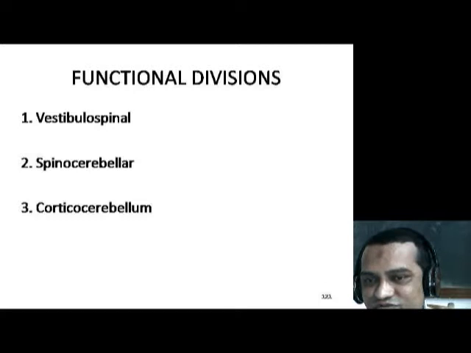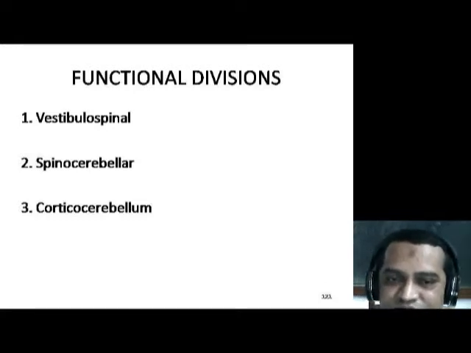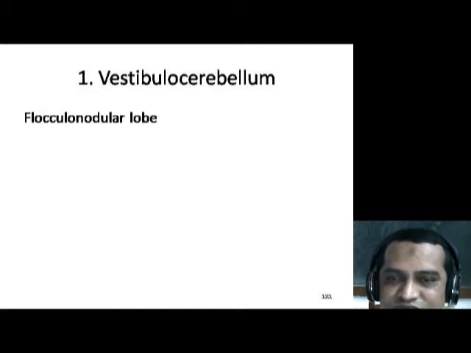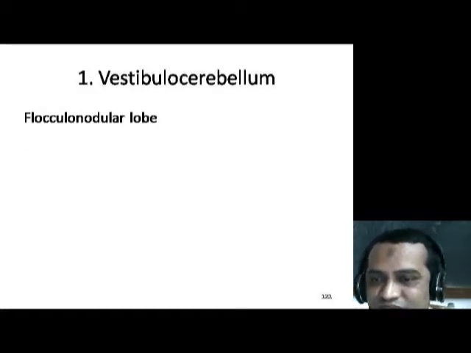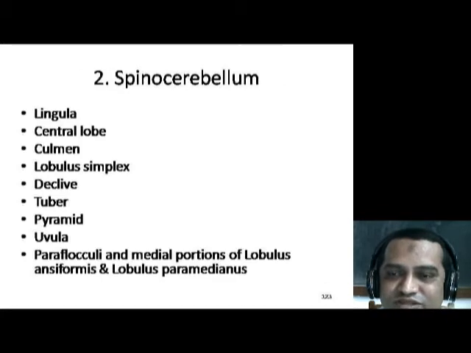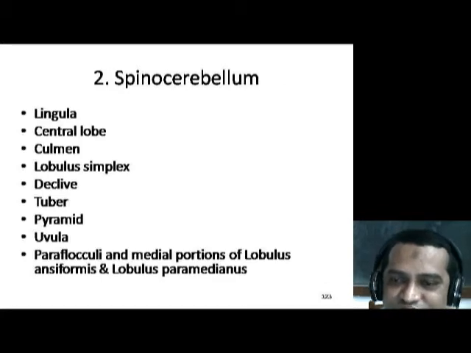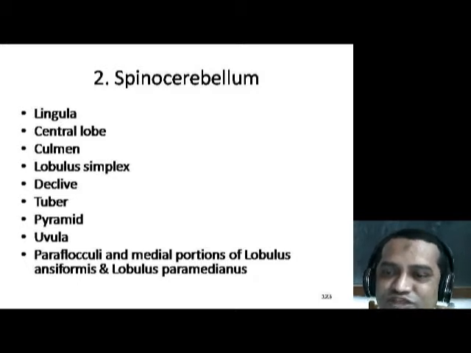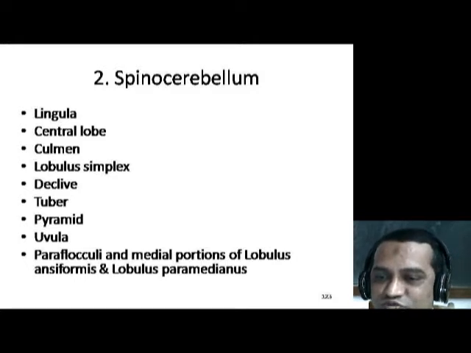The next one is phylogenetical division. Phylogenetical division means it depends upon the development, how the cerebellum has developed. So according to this, there are two types of divisions: paleocerebellum and neocerebellum. Paleocerebellum is the division of cerebellum which has developed early, the oldest part of cerebellum. And neocerebellum is the part of cerebellum which is newly developed. So these are the two phylogenetic divisions of cerebellum.